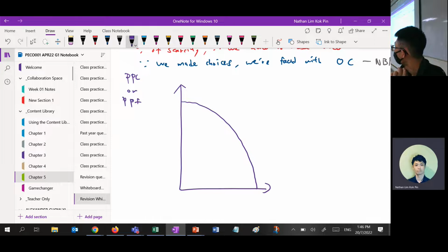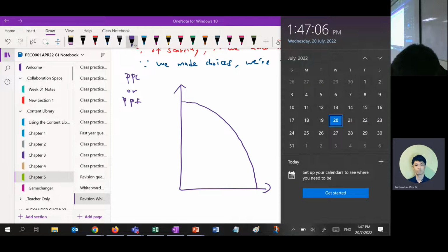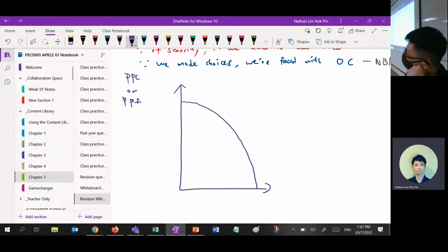It's a diagram that shows combinations of two goods that a country can produce given limited resources and technology. Right? That's the definition. So for example, this is your country. Your country is known as tummy. Your tummy has unlimited wants, but you can only eat certain goods and services. Then you become full. After you become full, you cannot eat anymore. So tummy can eat, for example, buffet.